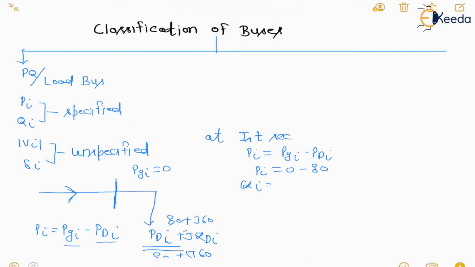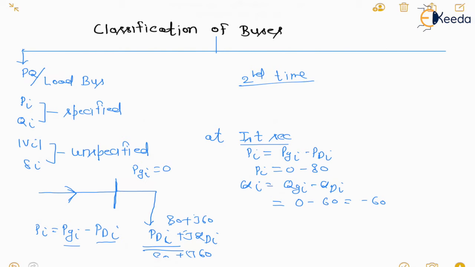In the same way, Qi will be equal to QGi minus QDi. So QGi is 0 minus QDi, which is 60. This is also known, that is minus 60. The important point comes when we consider the second time. This is the first time; what will happen on the second time?